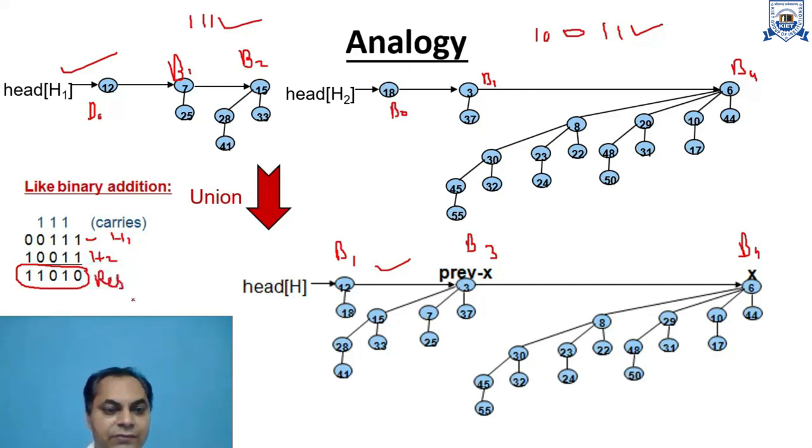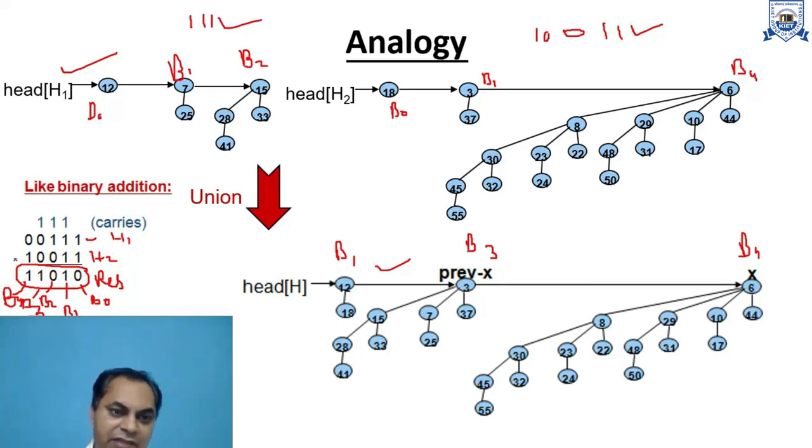Okay, now this would tell us which type of trees would be available in the final binomial heap. So if we consider this B0, this is B1, this is B2, this is B3, and this is, let's say, B4. So in the resultant tree B0 would not be available, only B1, B3 and B4.